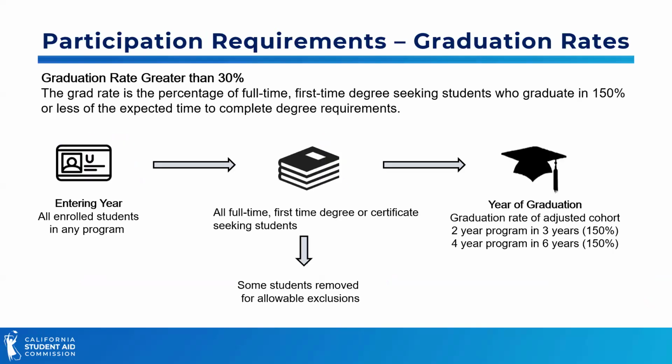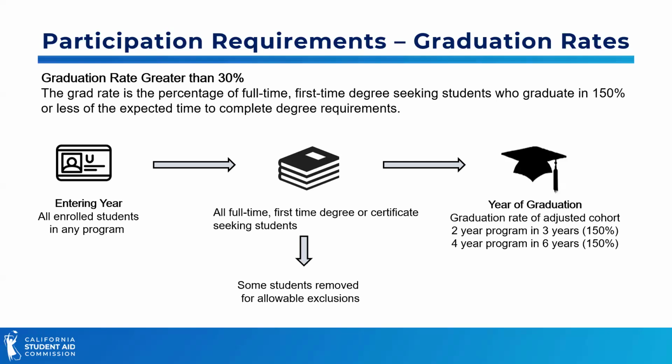The other requirement is graduation rate. So the graduation rate is looking at the percentage of full-time, first-time degree-seeking students who graduate in 150% or less of the expected time to complete their degree requirements. So first, they consider the entering year. So which year did the student enter their program? Then it looks at full-time, first-time degree seekers, and then the year of graduation.